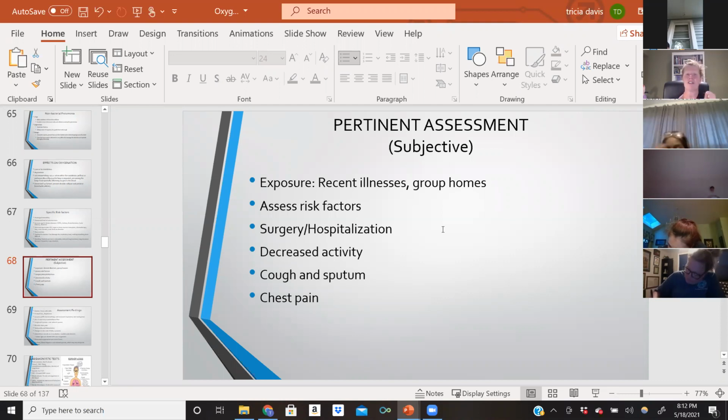Have they had any recent surgeries or hospitalizations? Do they have decreased activity? Do they have a cough and sputum? And if they do, can they get it up? Do we need to give them something to help them expectorate it? And then are they having any kind of chest pain?